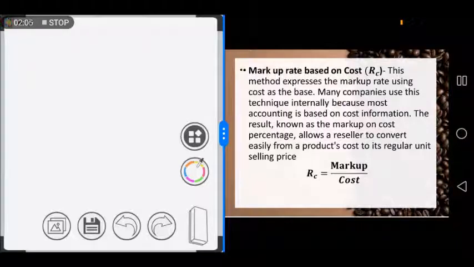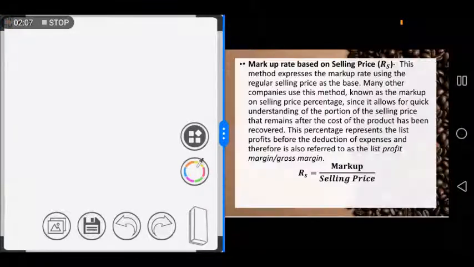Okay? Ayan. So, the markup rate based on selling price naman, this method expresses the markup rate using the regular selling price as the base. Now, many other companies use this method. Bakit? Because it gives us a quick understanding of the portion of the selling price that remains after the cost of the product has been recovered.